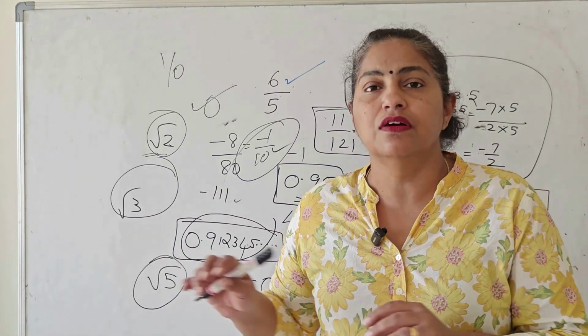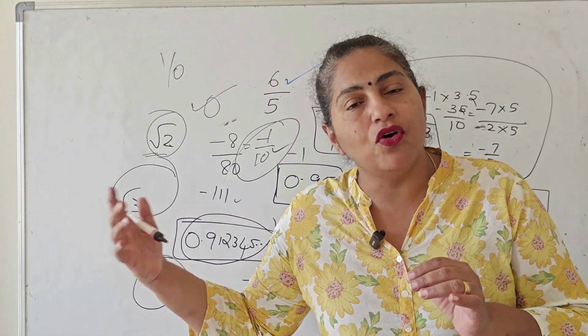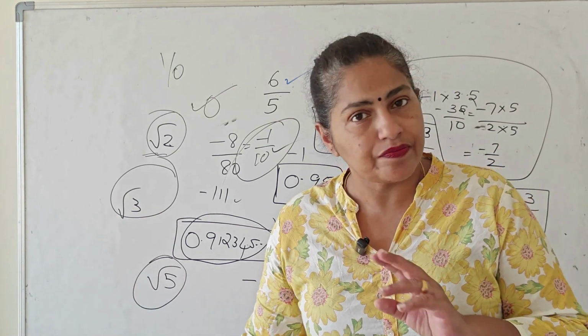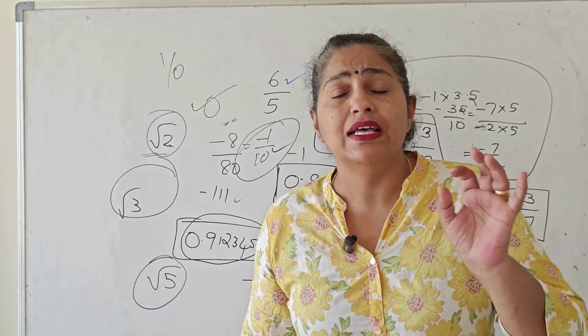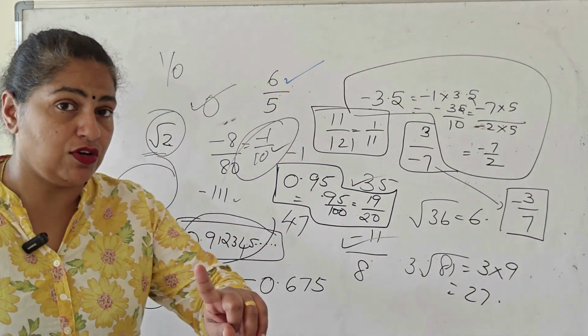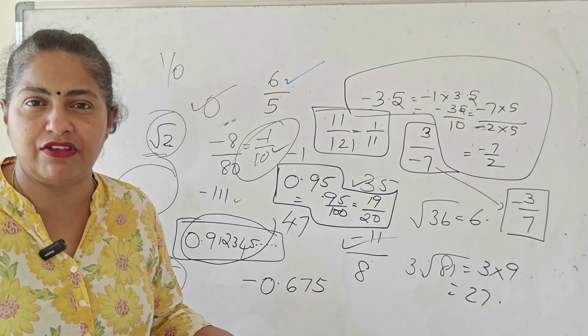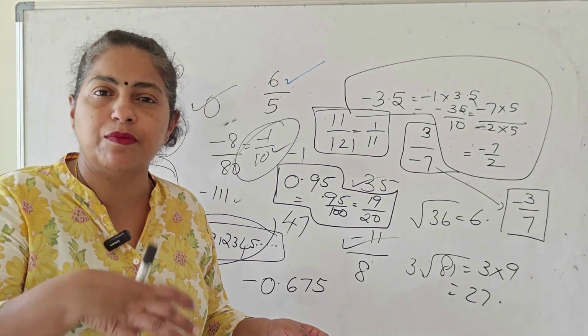0.912345 dot dot dot. What do you mean by dot dot dot? The number doesn't stop there. It goes on. It is never ending. That is the meaning of dot dot dot. One more thing that you can notice over here is that none of the digits are repeated. They're random digits. Just digits are put together.